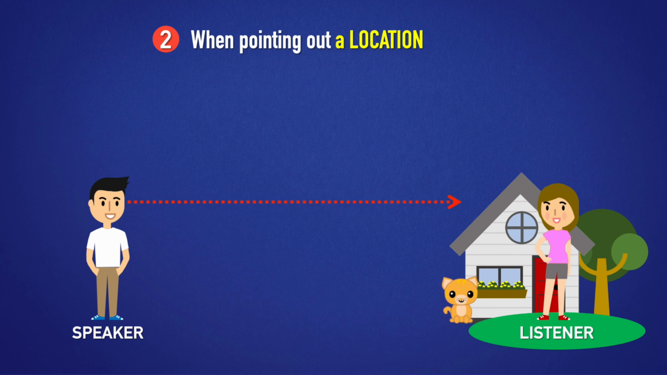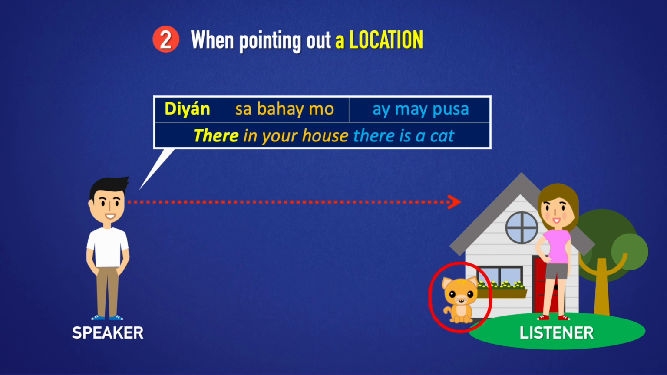Number 2, when pointing out a location, like diyan sa bahay mo ay may pusa. There in your house, there is a cat. The location is sa bahay mo, in your house.